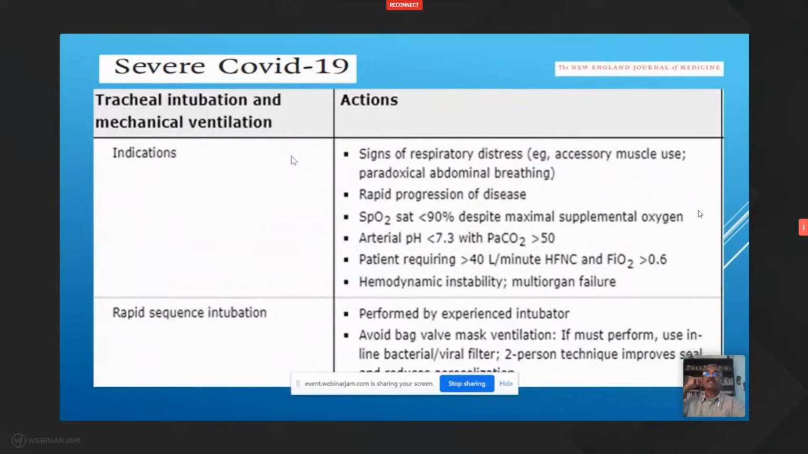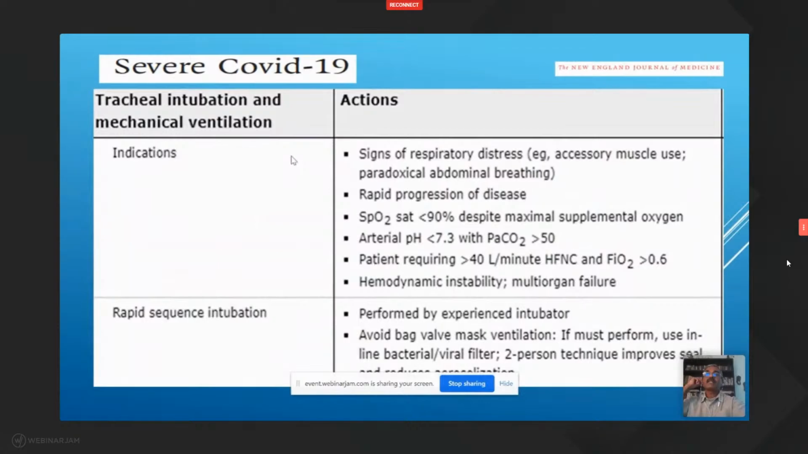So among the indications, the specifics probably would be that your saturation is less than 90% despite maximal supplemental oxygen, rapid progression of disease, as I said, an arterial pH less than 7.3, PaCO2 more than 50 in a non-COPD patient, patients requiring more than 40 liters of oxygen on HFNC, an FiO2 of more than 0.6, and hemodynamic instability.